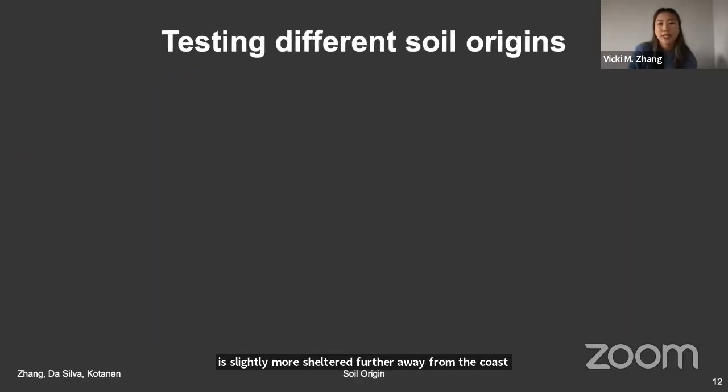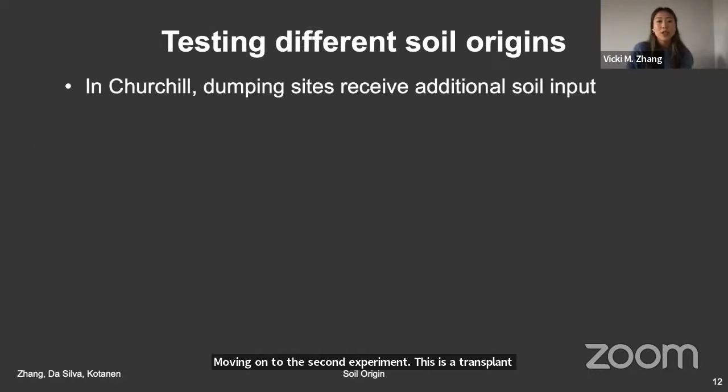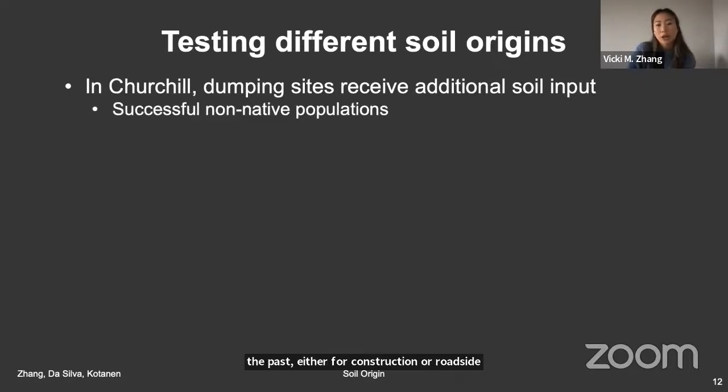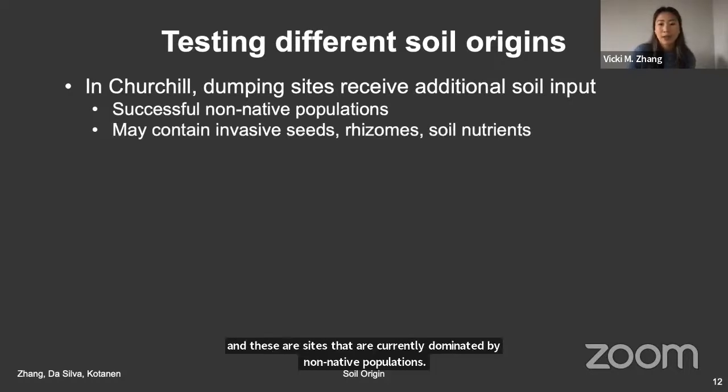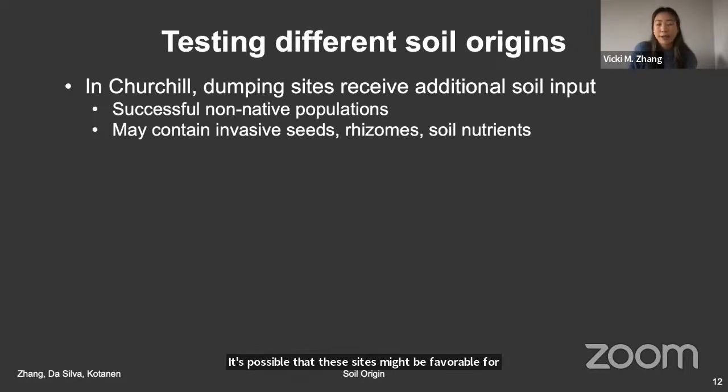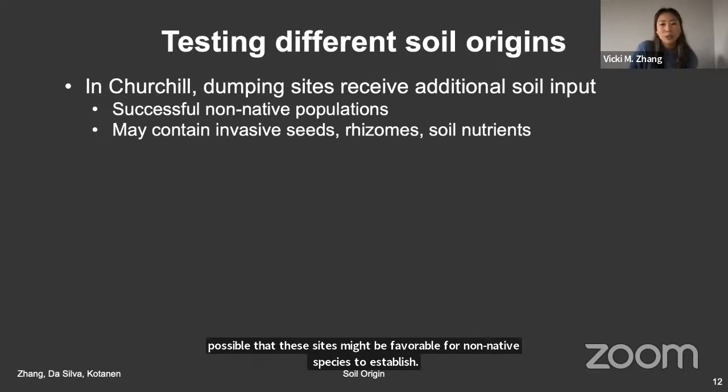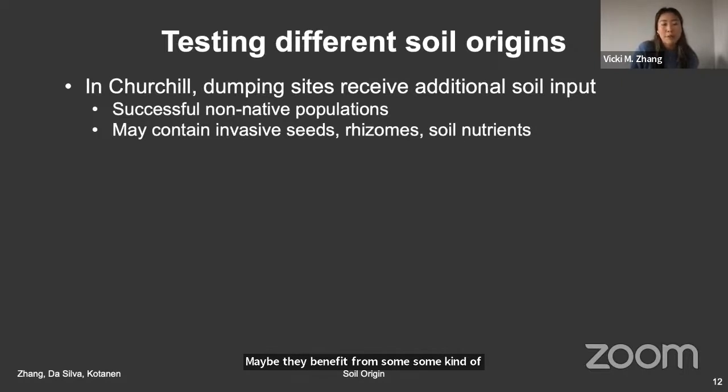Moving on to the second experiment, this is a transplant experiment testing the effect of different soil origins. In Churchill, there have been several sites that have received additional soil input due to soil dumping in the past, either for construction or roadside repairs. These are sites that are currently dominated by non-native populations. It's possible that these sites might be favorable for non-native species to establish. Maybe they benefit from some kind of nutrient enrichment, or they could be germinating from a persisting seed bank.